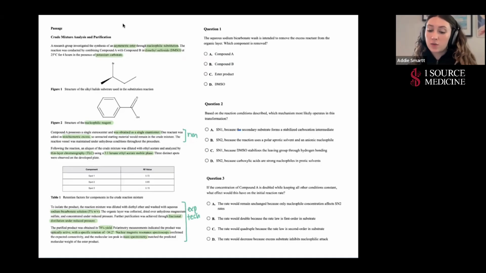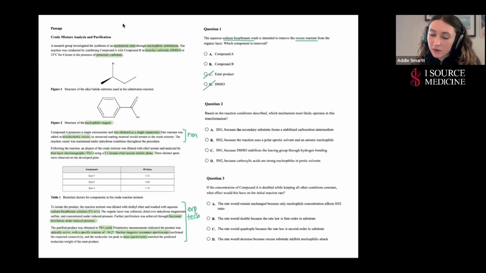So moving on to question 1, they're asking about the aqueous sodium bicarbonate wash, which is intended to remove the excess reactant from the organic layer. Which component is removed? So the first thing I notice is they say excess reactant. So when we say excess reactant, there are a few things in this list that are not reactants at all, so I'd probably rule those out. The product and the DMSO are not really reactants in this reaction. So I would be between compound A and compound B.